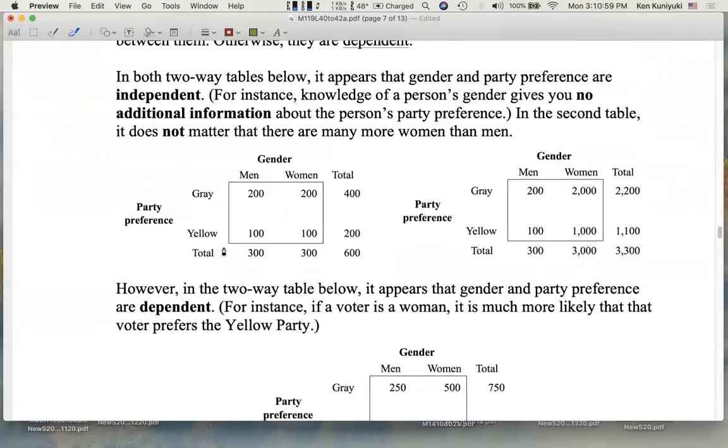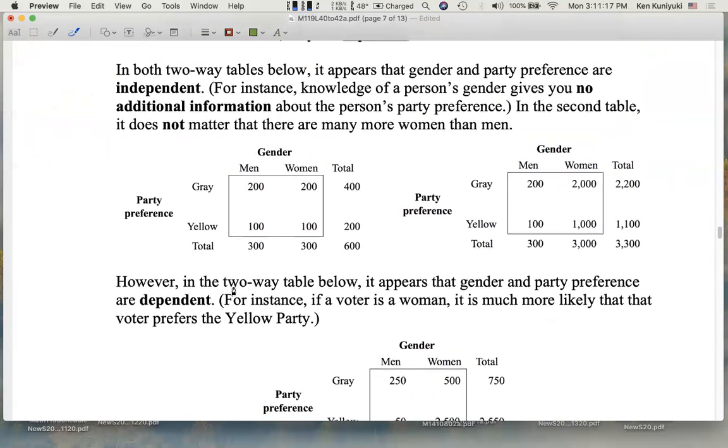Now I claim that in both 2x2 contingency tables below, gender and party preference seem to be independent, or at least there's no evidence against independence. So for example, over here, does knowledge of gender tell you something additional about party preference? Well, no, because it looks like the gray party is doing very well. In fact, exactly a 2-to-1 margin in both groups, men and women, based on the sample.